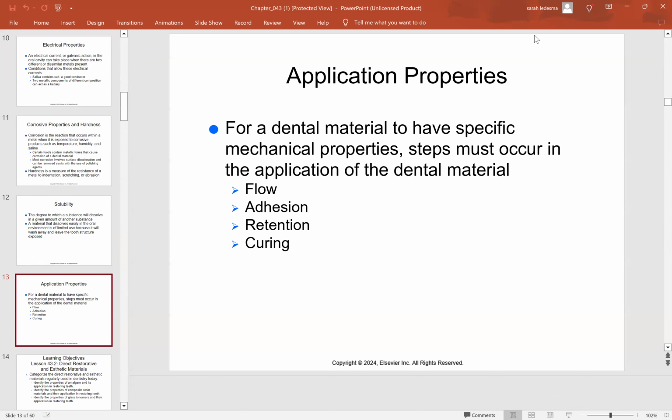We talk about application properties. This is how the material responds when we're placing it in the oral cavity. For a dental material to have specific mechanical properties, steps must occur in the application. So we talk about flow, the rate at which the material can be manipulated; adhesion, how it is adhering to the dental materials and the tooth structure; retention, how long that filling or restorative material is going to last in the oral cavity; and then also curing, how long that material is going to take to set up fully.